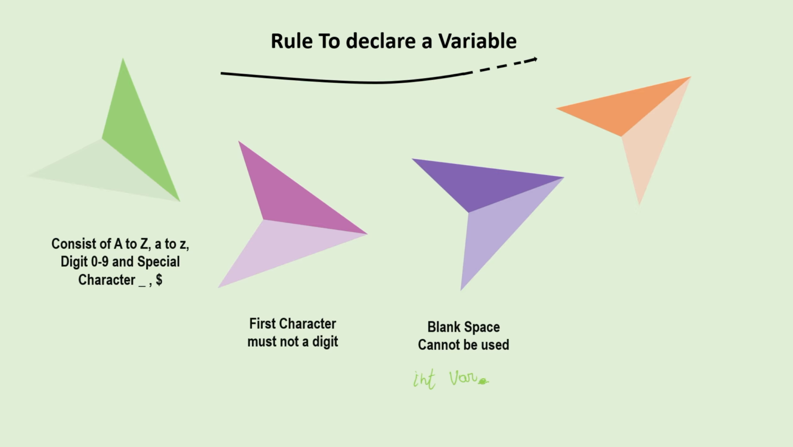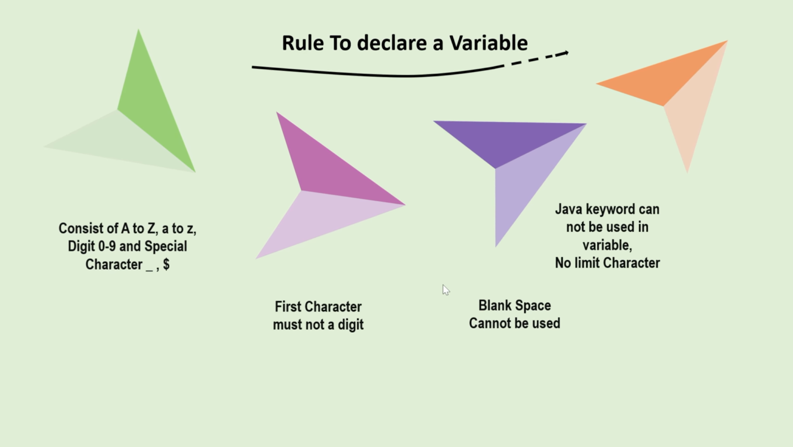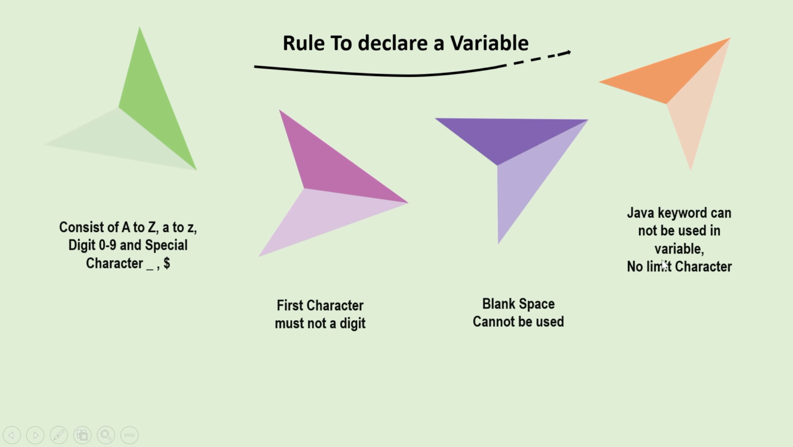You can use underscore, you can use dollar, but you cannot use blank space. Make sure you do not use a blank space. If you give a space between, for example num and the rest of the name, it shows an error, so don't use this. Next one is that a Java keyword cannot be used as a variable name. Okay?